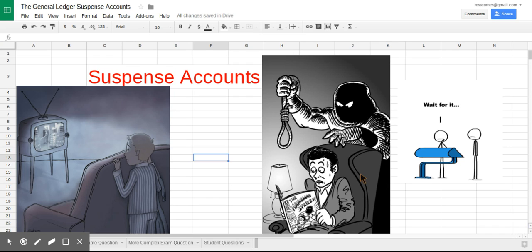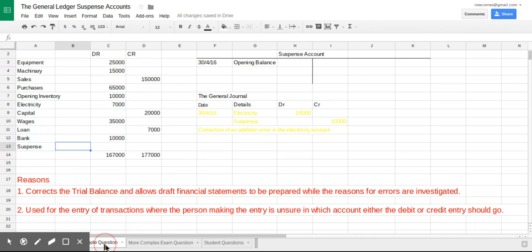Hello and welcome to this latest Screencastify podcast where I'm going to be looking at suspense accounts. Okay, suspense accounts, what are they, why do we use them, and how do we correct them?